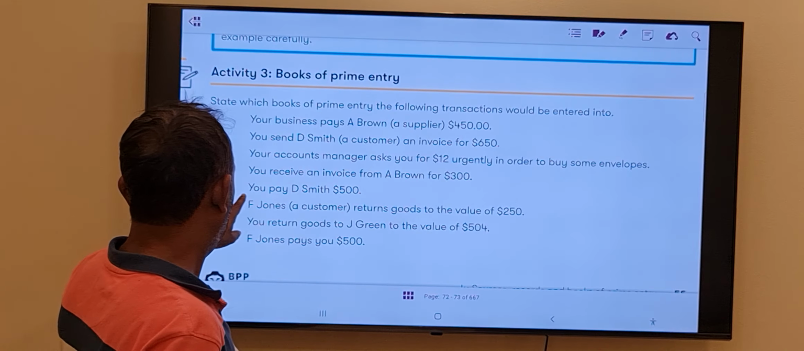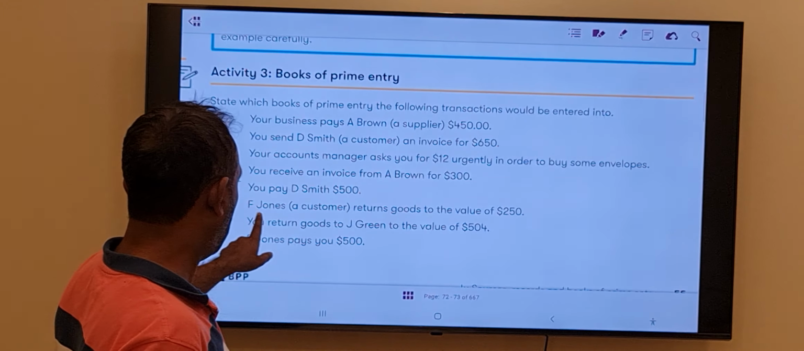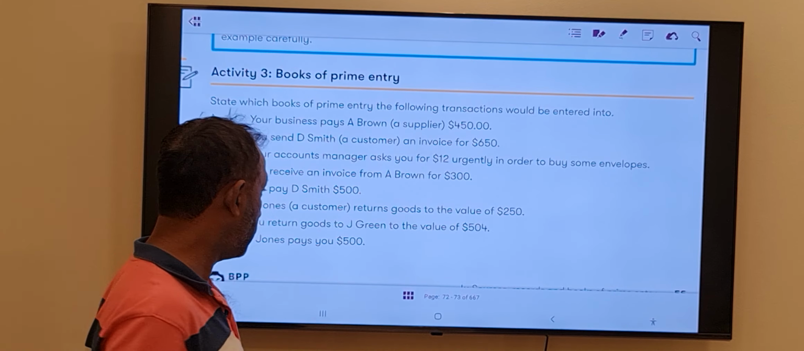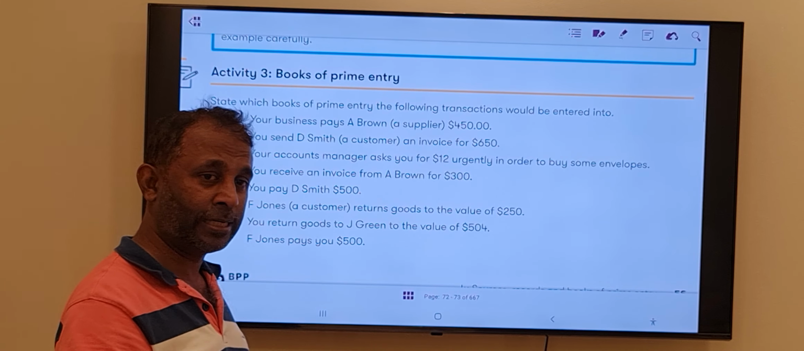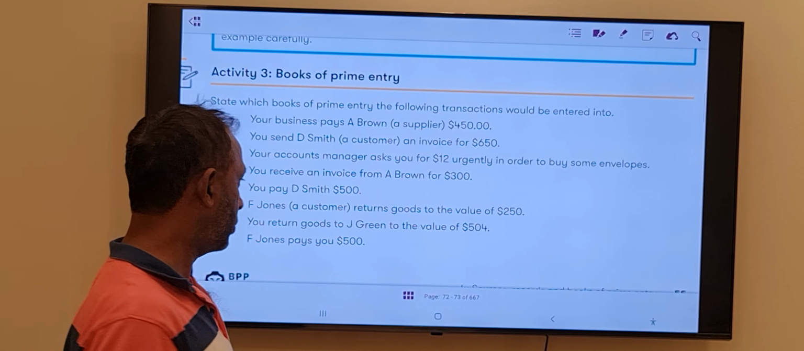You pay D. Smith 500. Cash book. Jones returns goods to the value of 250. Who is Jones now? A customer. He is returning, so sales returns day book.